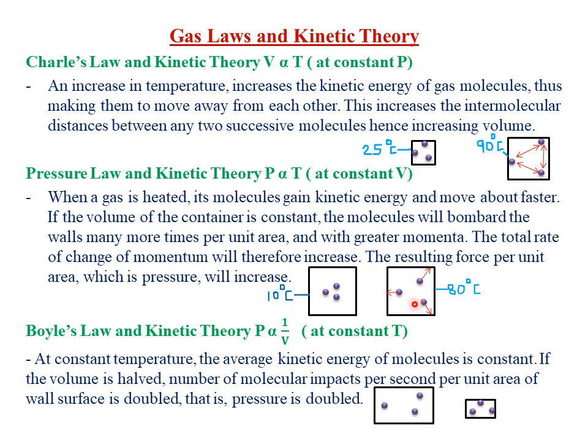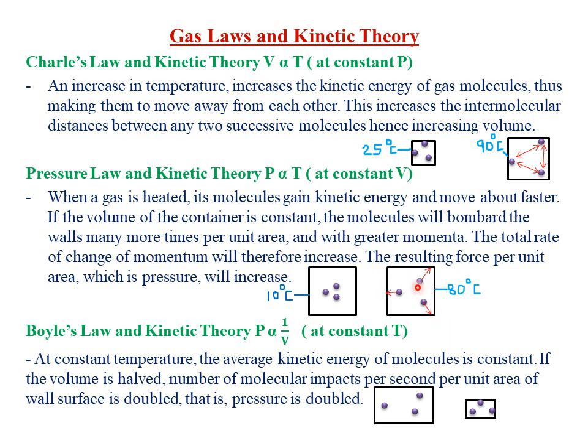hence moving away from each other. As the molecules move away from each other, they collide with the walls of the container, because remember, we are keeping volume constant. So here, molecules don't have any kinetic energy, therefore they'll just remain at a state of rest, or if there is any movement, it will just be some slight movement. But in this case, when the container is heated to 80 degrees Celsius, the molecules will gain a lot of kinetic energy, hence their rate of motion will be very high.